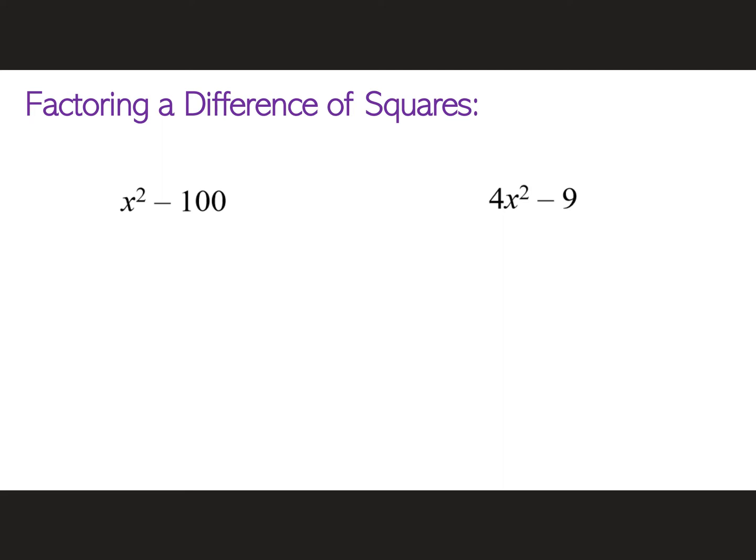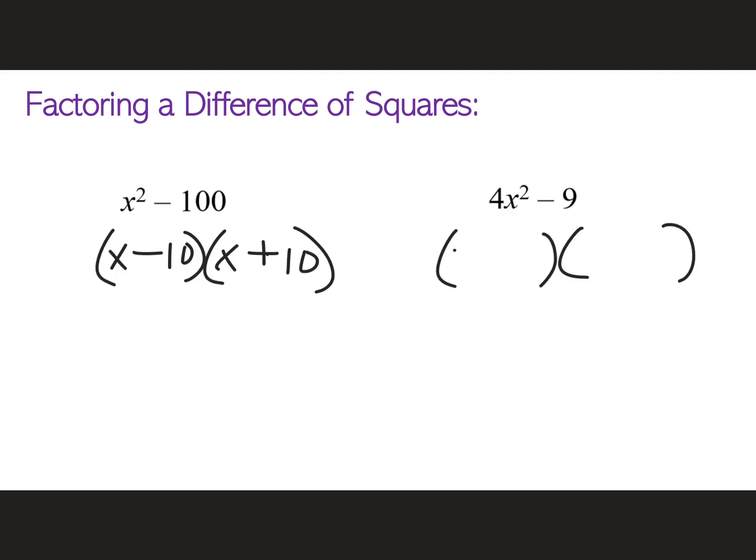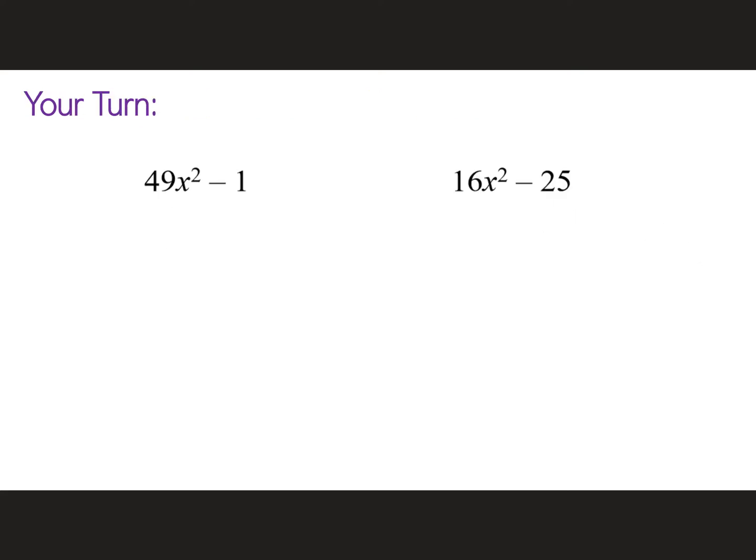Okay, now it's time to show you the shortcut in factoring the difference of squares. So if you see 2 perfect squares separated by a minus sign, you're just going to put the square root of each of them here and here, and then one's going to be a minus, one's going to be a plus. And that's it. You're done. Next one. What is the square root of 4x squared? Well, 2x. And what's the square root of 9? 3. And then one has a minus, one has a plus. And really, y'all, it doesn't matter which one has the minus and which one has a plus. Your turn. Go ahead and pause the video, do these, and then come back and see if you have the right answer.